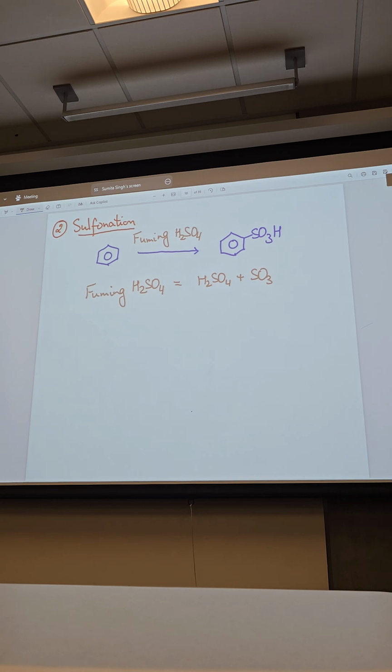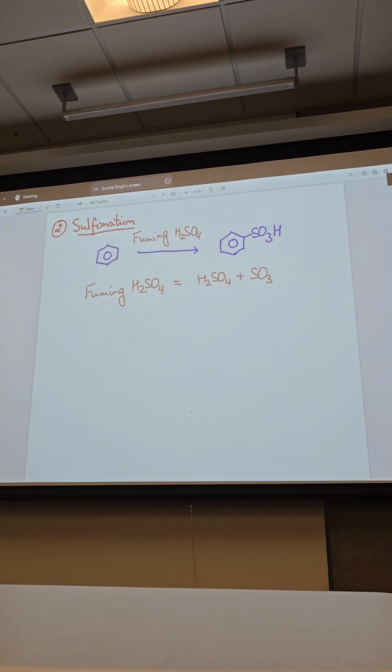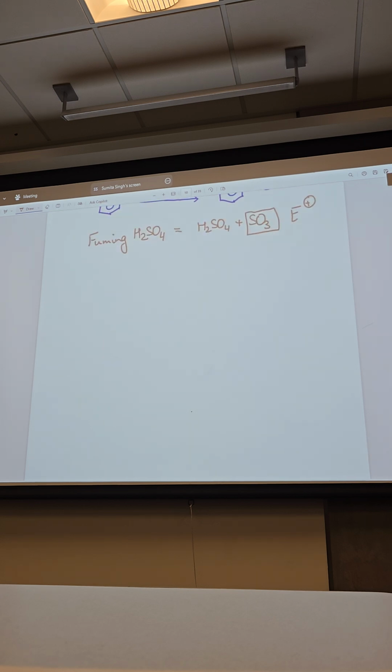Can we draw quickly the structure of SO3? This is the actual electrophile. Sulfur trioxide gas in fuming sulfuric acid is the electrophile, but can we draw its Lewis structure? What is it? It's S, single bonded to two oxygens and double bonded to one, or two double bonds and one single.